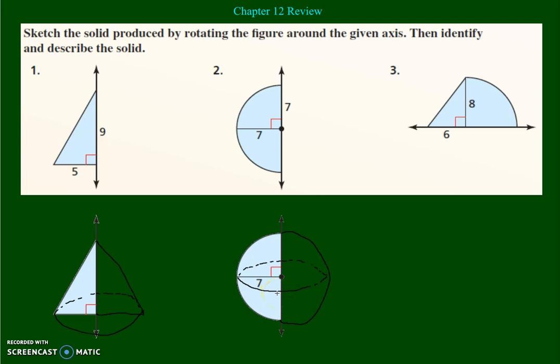Now, for number 3, we have a quarter of a circle here and a triangle. If we rotate this about a horizontal axis, you can see that this bottom part should generate a hemisphere, and the top part would be a cone. So let's try to visualize that.